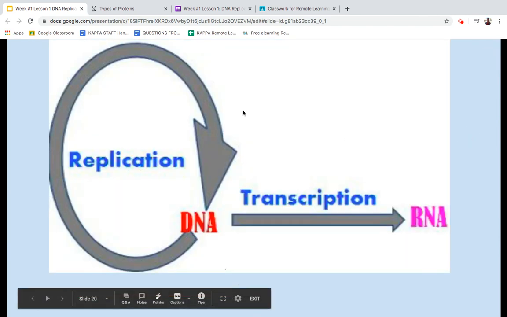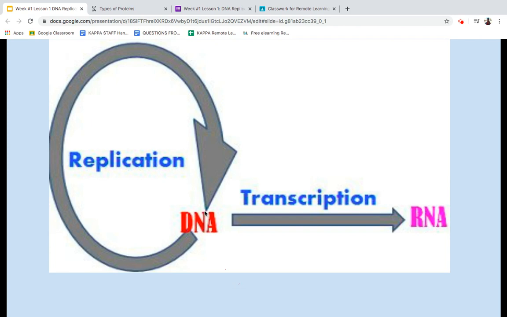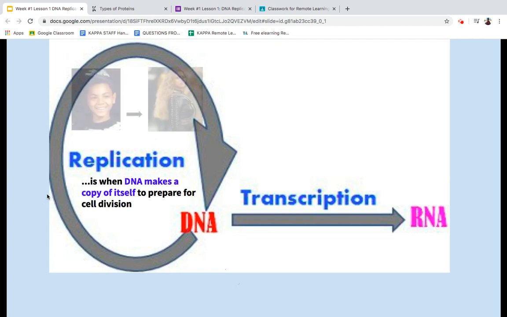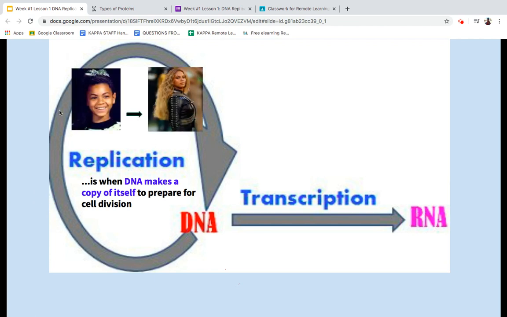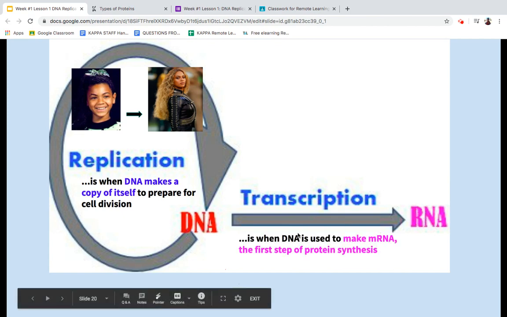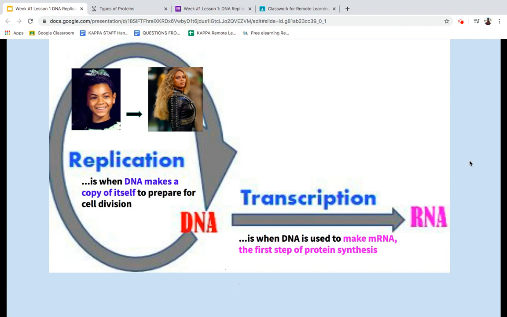So just to review, we looked at two processes that DNA can go through: replication and transcription. DNA replication is when DNA makes a copy of itself to prepare for cell division. And this is used for processes like growth, repair, and asexual reproduction. And transcription is when DNA makes RNA or mRNA, and it's the first step of protein synthesis. And what is protein synthesis? Proteins are important for us. They serve many functions like eye color and texture of hair, skin color, many, many functions.